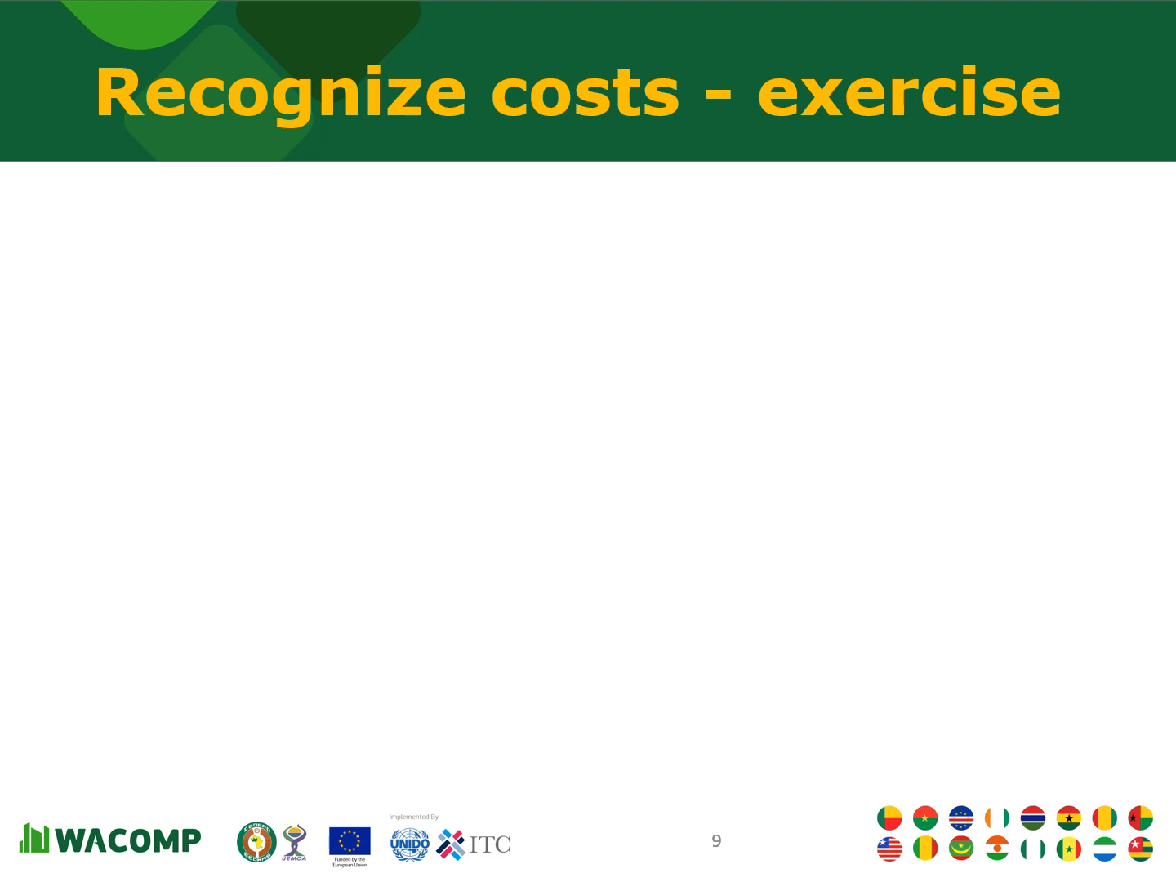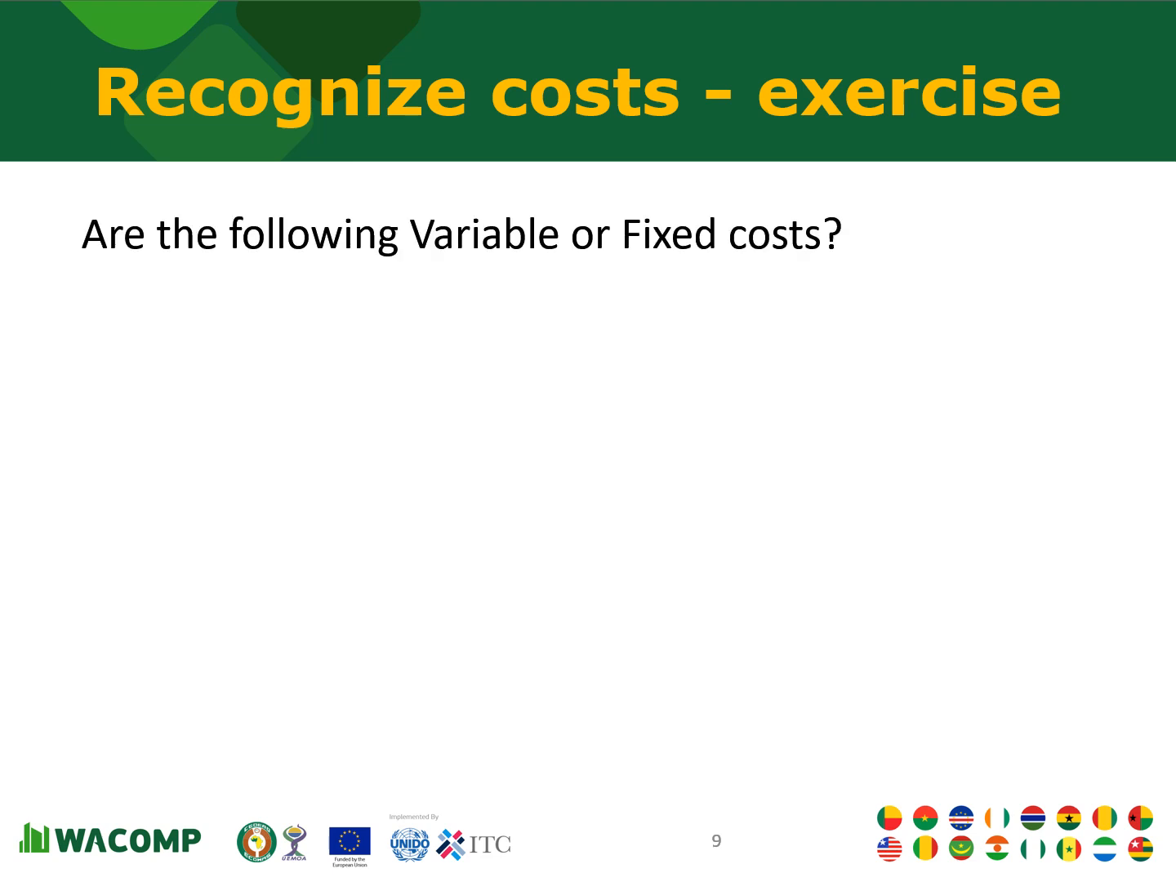Let's do an exercise. Are the following cost items variable or fixed? In a session with a live audience, I usually divide the classroom into two groups, boys against girls, and I mark their scores. What do you think? Who usually wins?